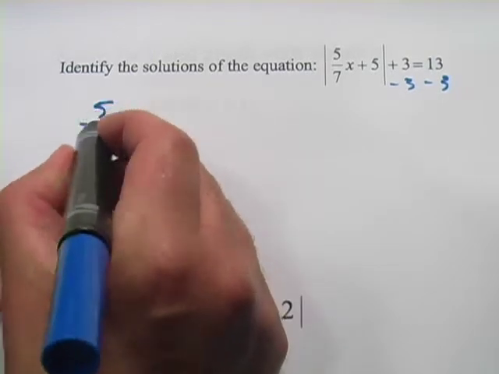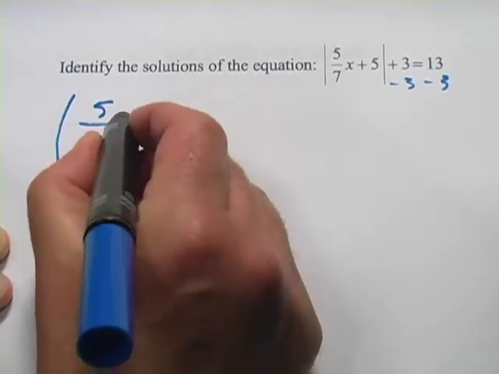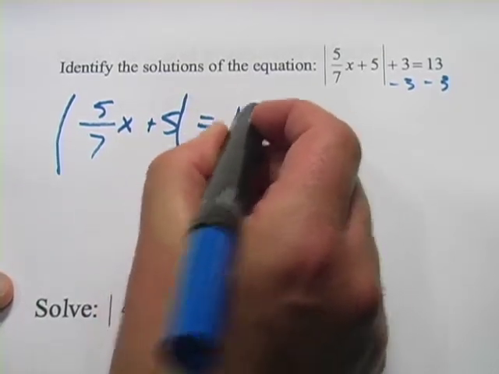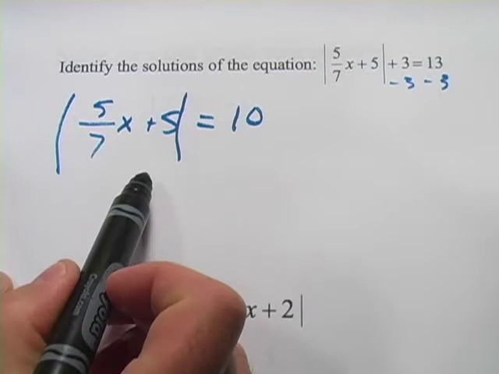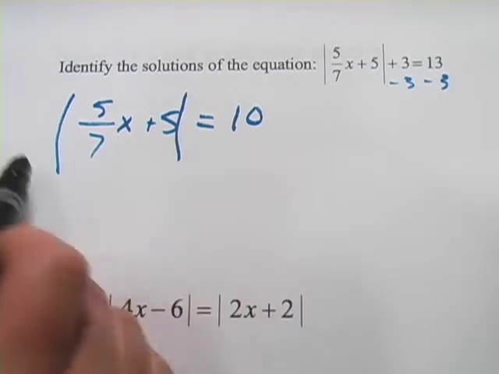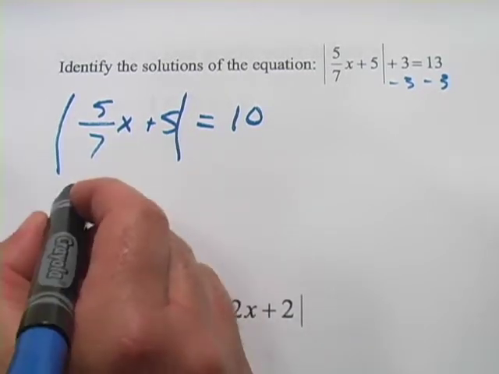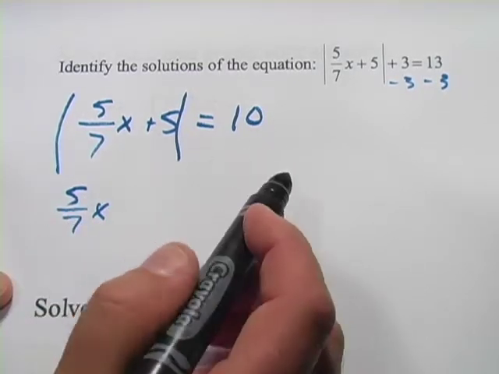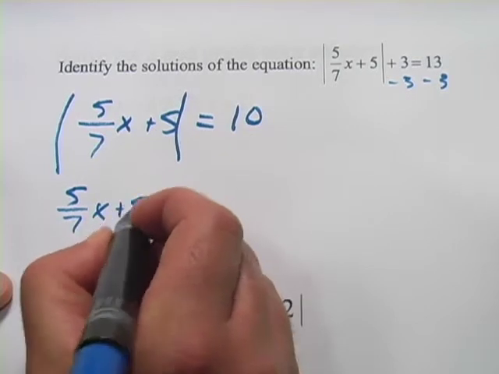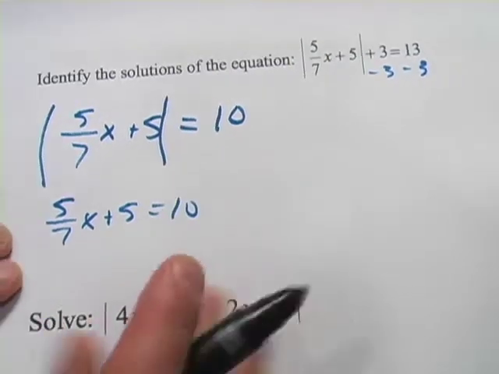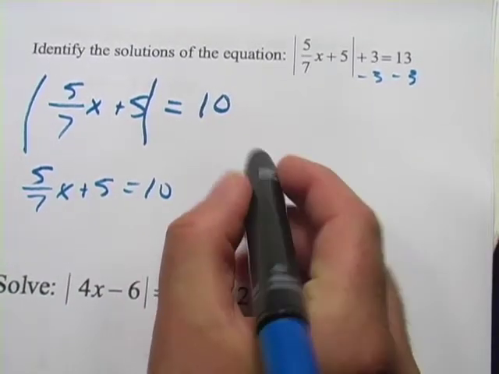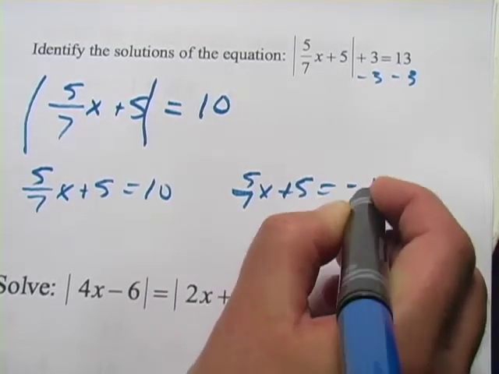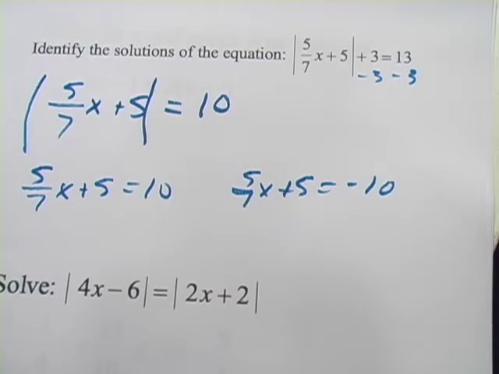What that leaves me with is, inside the absolute value brackets, 5/7 x plus 5 equals 10. Now, once I've got the absolute value isolated, I can remove the absolute value brackets and break this into two equations, one where the other side is positive and one where it's negative. So we get this equation, 5/7 x plus 5 equals 10, and then we get this equation, 5/7 x plus 5 equals negative 10. And then we're going to solve both of them.